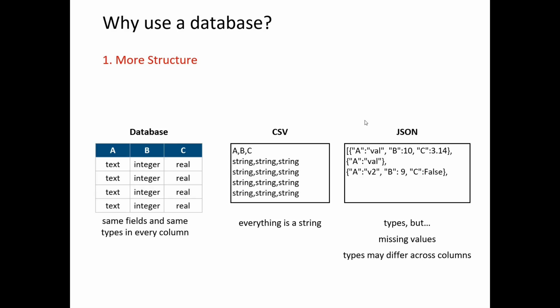I just want to compare to JSON a little bit. So in a JSON, we have types. We can have value being a string, 10 is an integer, 3.14 is a float. But there are some issues here too. Check it out in line 2. Right here, I don't have an entry for B or C. They're different, or they're missing. And in the next row down, I've got A is V2, that's a string, B is 9, that's an integer, but C is not a float like it is here. It's now a Boolean value. So I don't even have to maintain the same type. Databases will not let me do that.